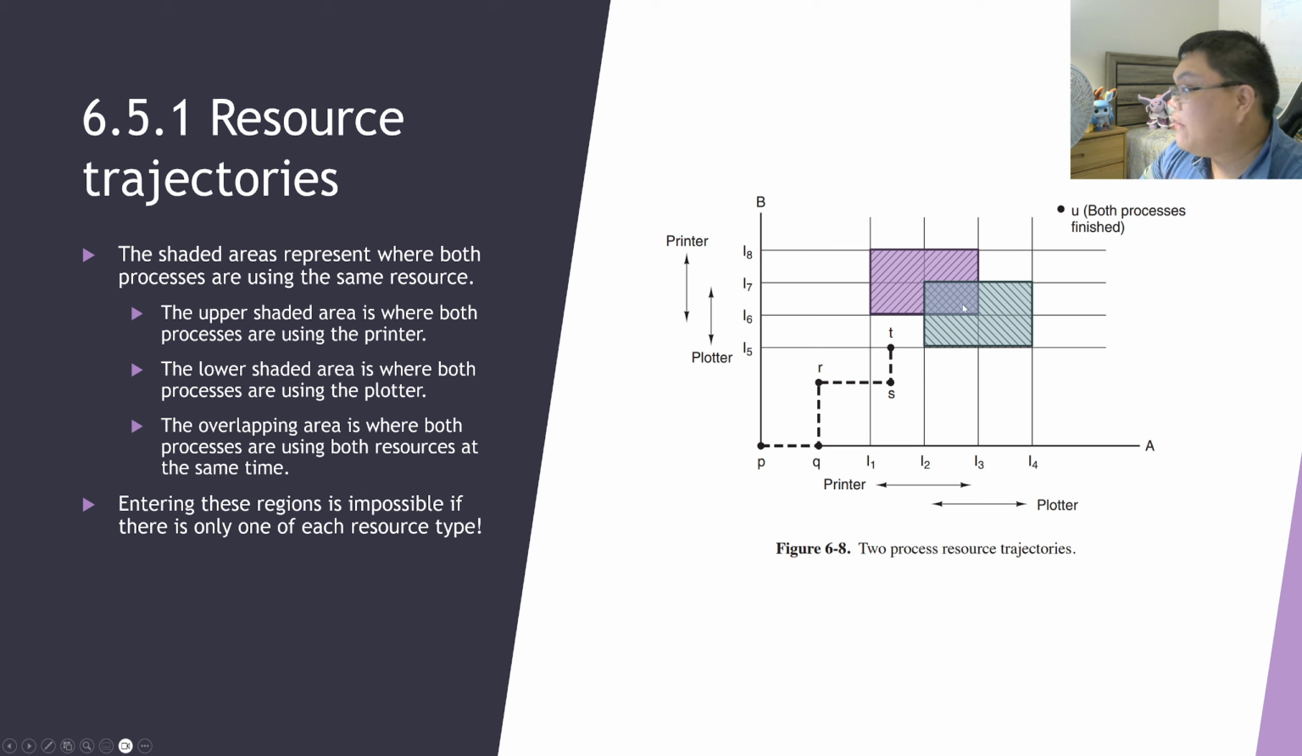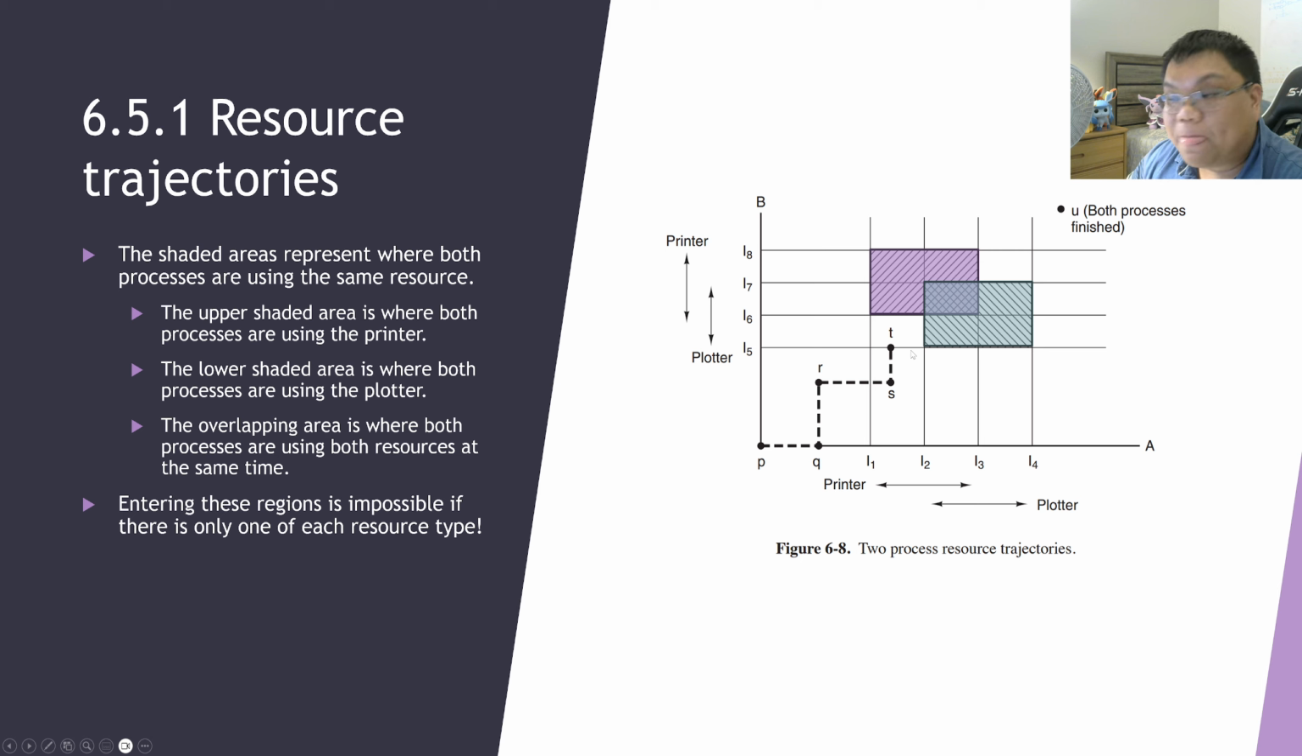So again, these shaded regions represent areas where both processes are using the same resource at the same time, which is impossible. And once again, we can only move up and right. We cannot backtrack. So if we are at point T, what is our next move? Well, we can only move up and right, right? So at point T, it would sound like either moving up or right would be valid moves.